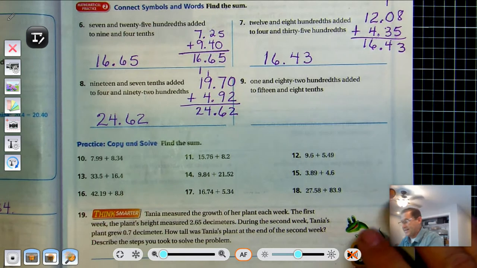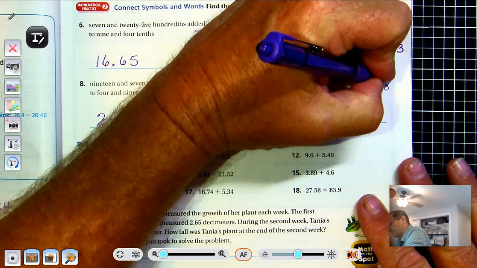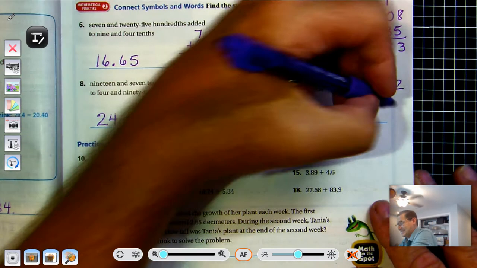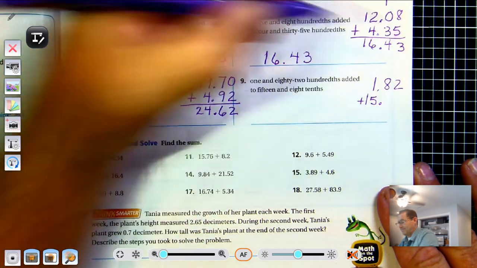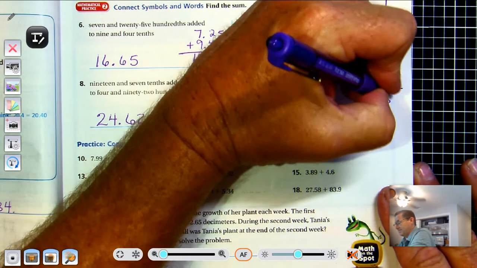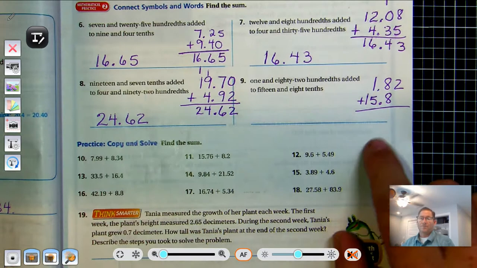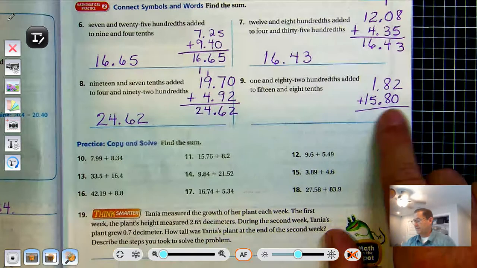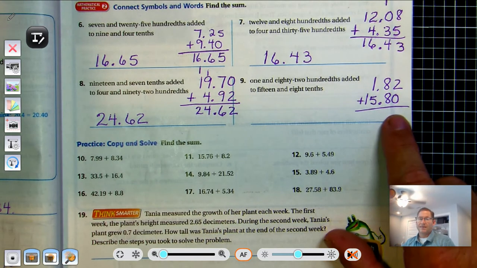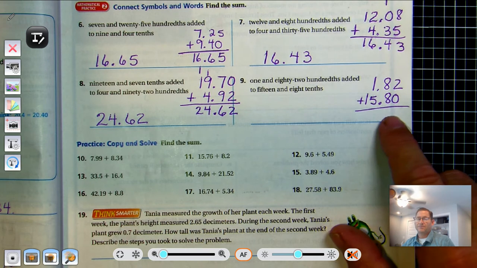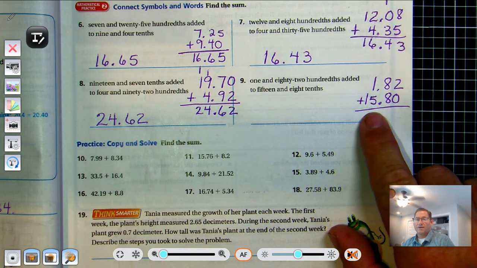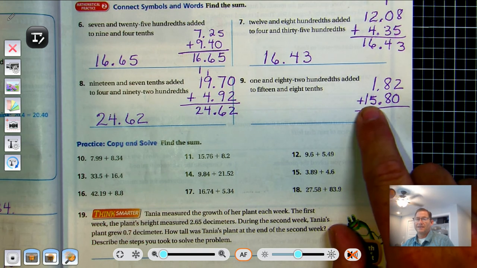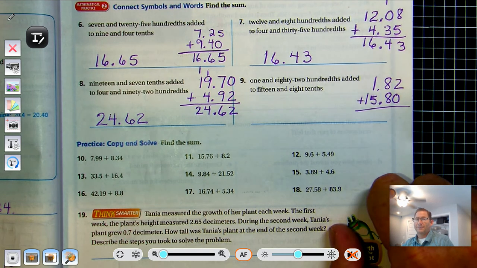Number 9, 1 and 82 hundredths added to 15 and 8 tenths. Okay, now here we can put a 0 so we know that we have the same number of decimal digits in the decimals. Here we have the 5 and the 1 lined up and the 1 to the left. So 15 and 1. Okay.